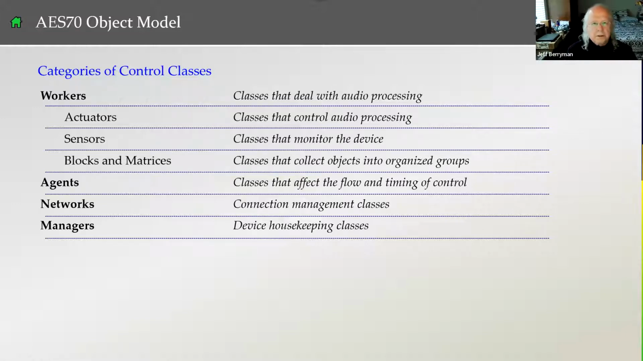There's a set of control objects called networks, that are connection management classes that allow controllers to change media connections. Like if it's an AES67 device or something, they can change what goes to what. We will not be looking at those in detail in this presentation. That'll be a future presentation. And then there are managers that are overall housekeeping classes. There's a device manager that lets you find out the device serial number and stuff like that.